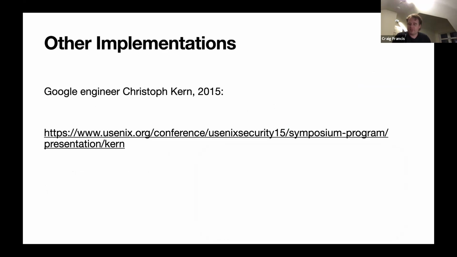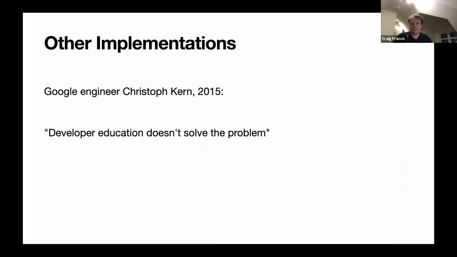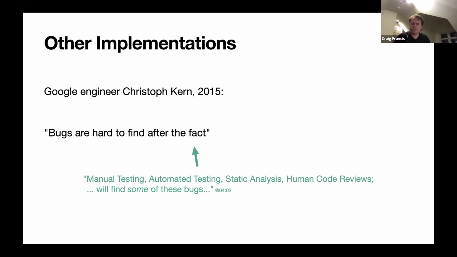Now, I've had some confidence in this because I've been looking at this problem for a very long time, and I've looked at many different solutions. And Christoph Kern, who works at Google, back in 2015, surprisingly came to the same conclusion I have. I'm a little bit later to the game, but he and the rest of the Google engineers identified that developer education doesn't solve this problem. We've tried it lots, it doesn't work. And these bugs are very hard to find after the fact. So you've got manual testing, automated testing, static analysis, human code reviews. They will find some of these bugs, but you can't find all of them.